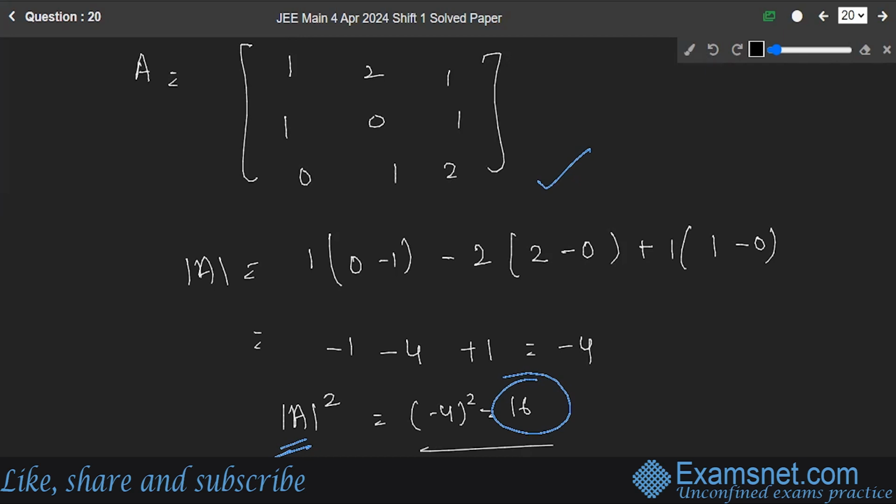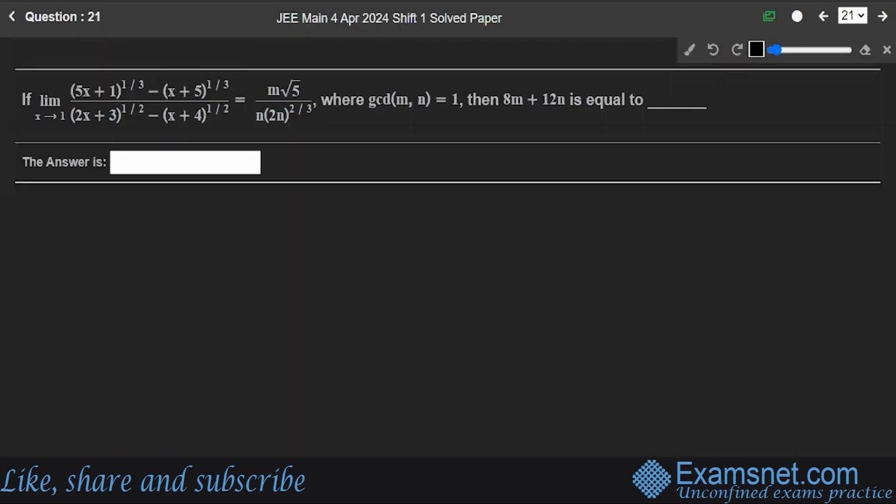Let's move to the next question. Question number 21, if limit x approaching 1, this whole expression is equal to this expression where the greatest common divisor between m and n is equal to 1. We have to find out 8m plus 12n. Basically, I have to find out the value for m and n. Let's write down the expression which is given to you.